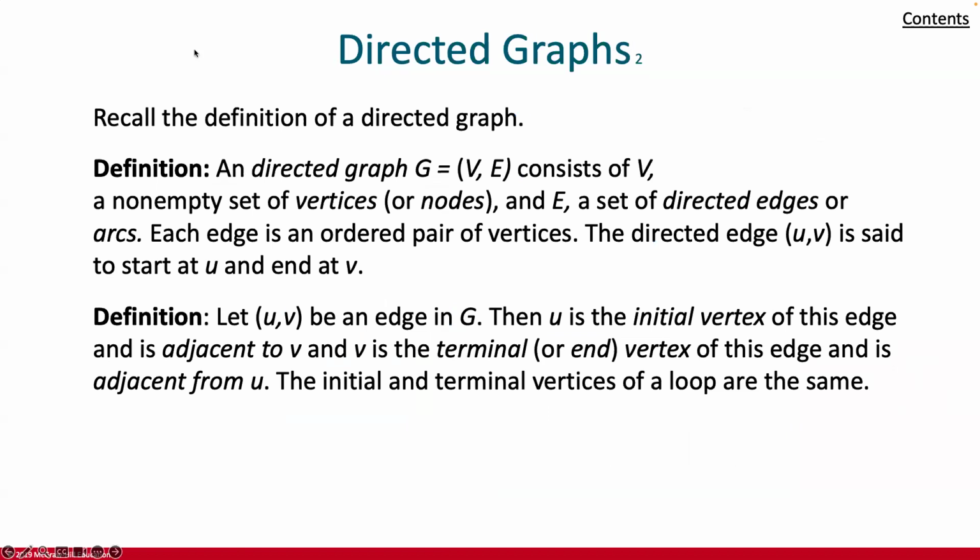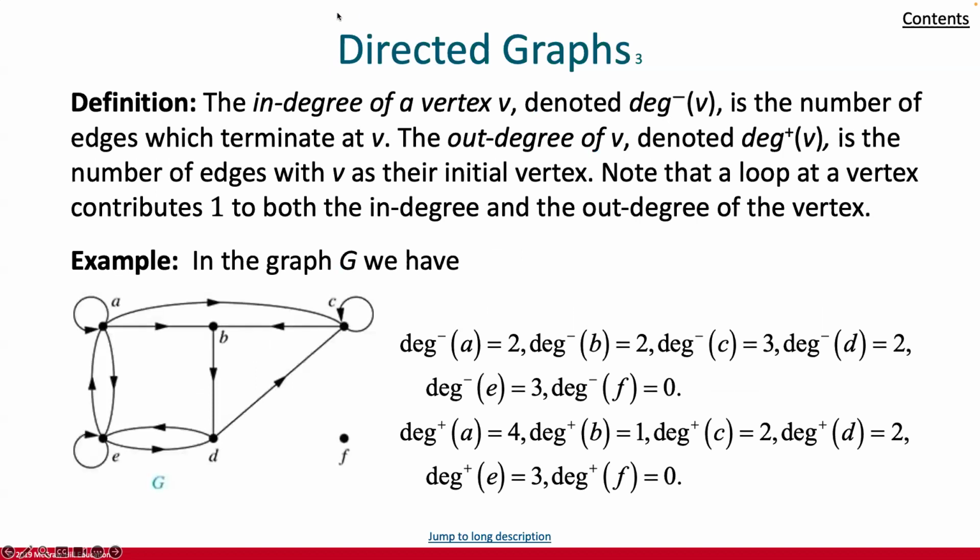Okay, directed graphs. Recall the definition of directed graph. And so we have that, and a definition: let (u, v) be an edge in G. Then u is the initial vertex of the edge and is adjacent to v, and v is the terminal or end vertex of the edge and is adjacent from u. The initial and terminal vertex of a loop are the same. So we're just giving some more terminology here to help us out.